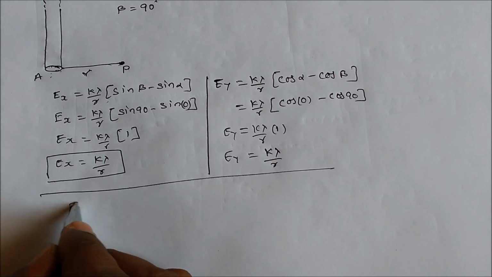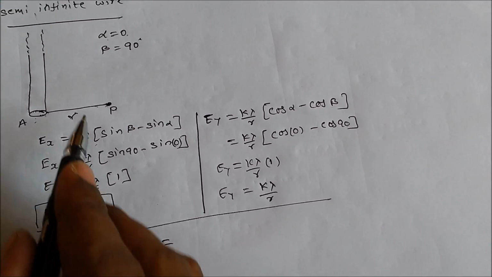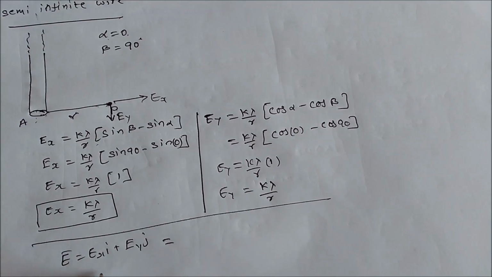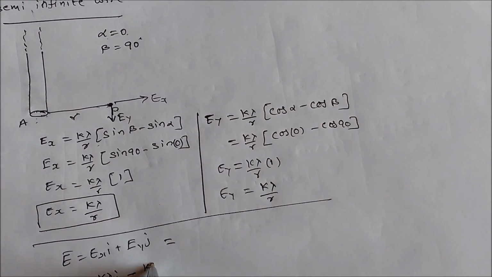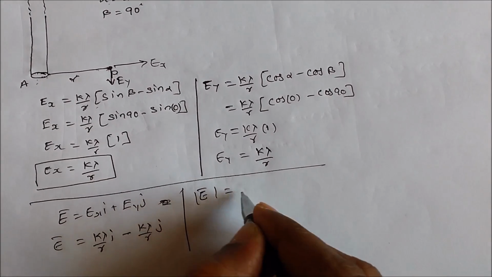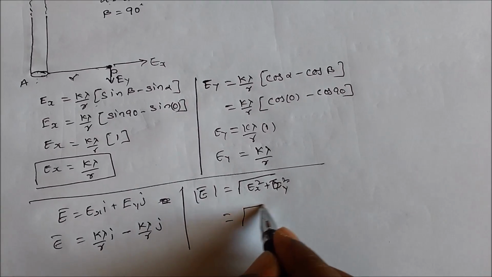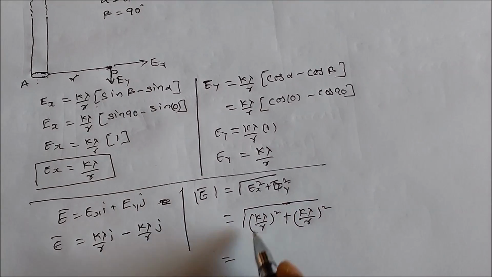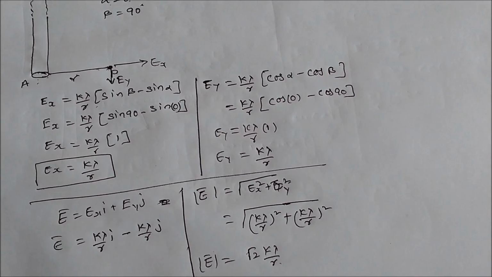Next, E bar is equal to Ex i plus Ey j. The x component is along the positive x direction and the y component is along the negative y direction. So we can write E bar is equal to k lambda by r i component minus k lambda by r j component. The resultant, mod E bar, is equal to root over x component square plus y component square, which is root over (k lambda by r) whole square plus (k lambda by r) whole square, that is equal to root 2 k lambda by r. This is the magnitude of E bar.